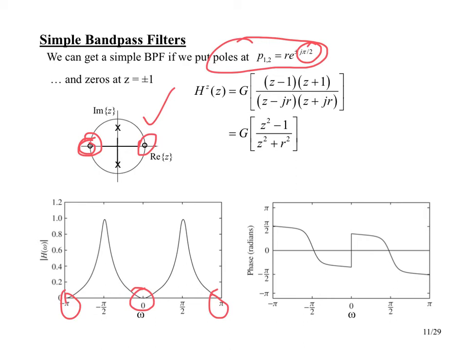So those zeros come from here, so we can puzzle those out. The z minus 1 gives us this one, and the z plus 1 gives us the one at z equal to negative 1, which gives us the plus and minus pi. So we've got that taken care of.